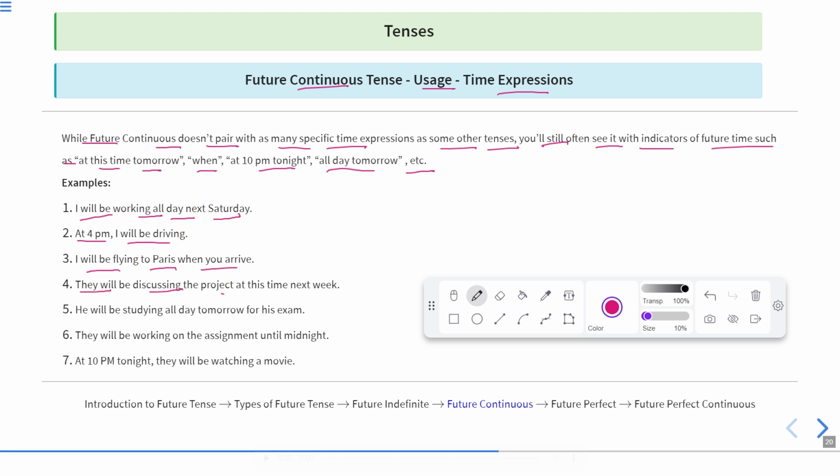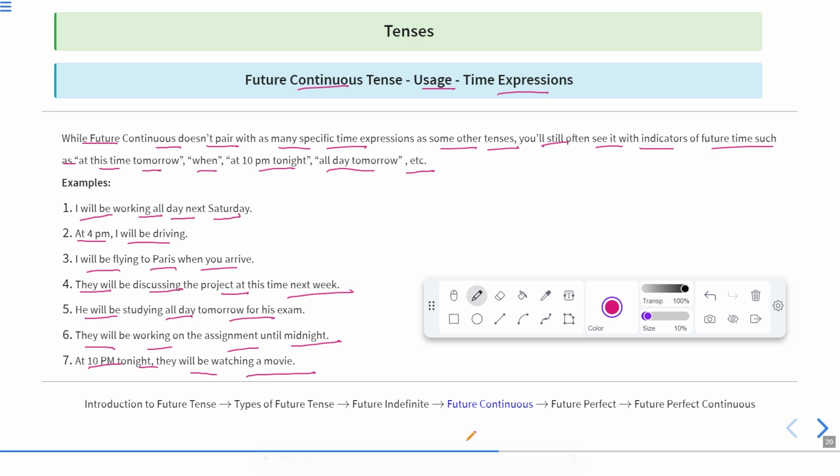They will be discussing the project at this time next week. He will be studying all day tomorrow for his exam. They will be working on this assignment until midnight. At 10 p.m. tonight, they will be watching a movie. Okay, so these are the future continuous tense sentences which are used with these time expressions. Okay, I hope this much is clear to you all.